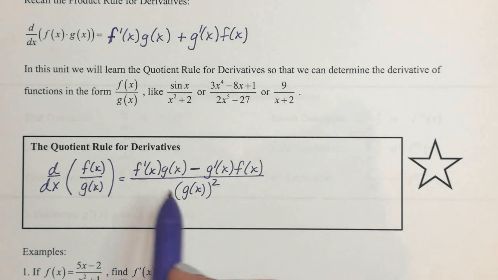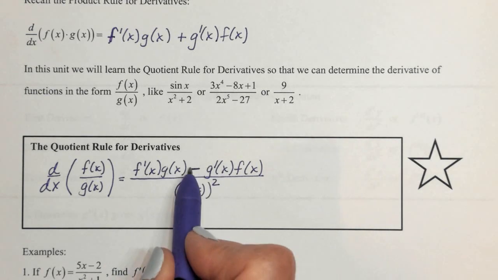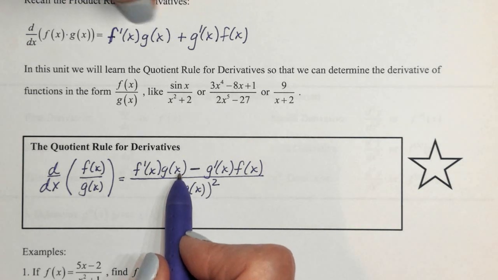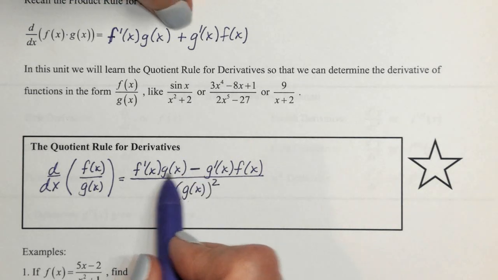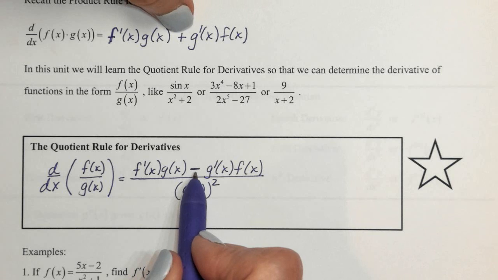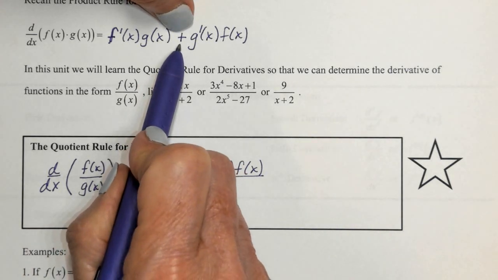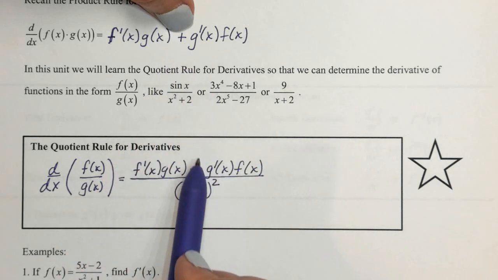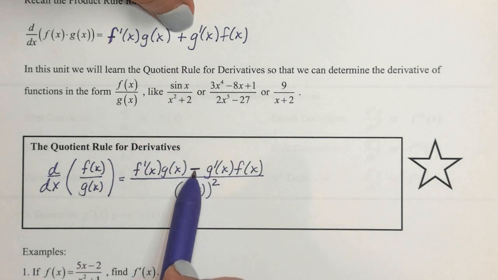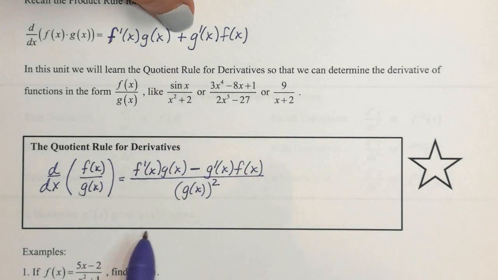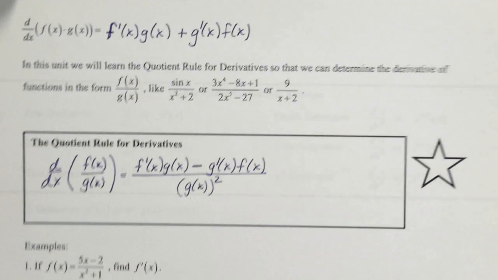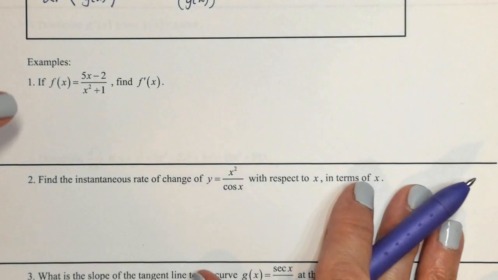Okay? So look at the numerator of the quotient rule and look at the product rule. They are identical except for the sign. So that's why I say plus for product rule. Quotient rule gets a minus and it has a denominator. So that is the quotient rule for derivatives.